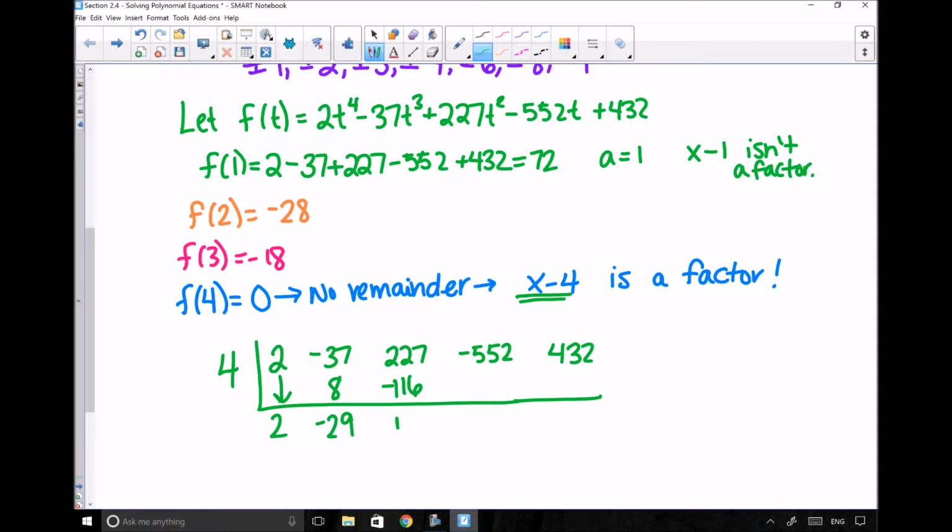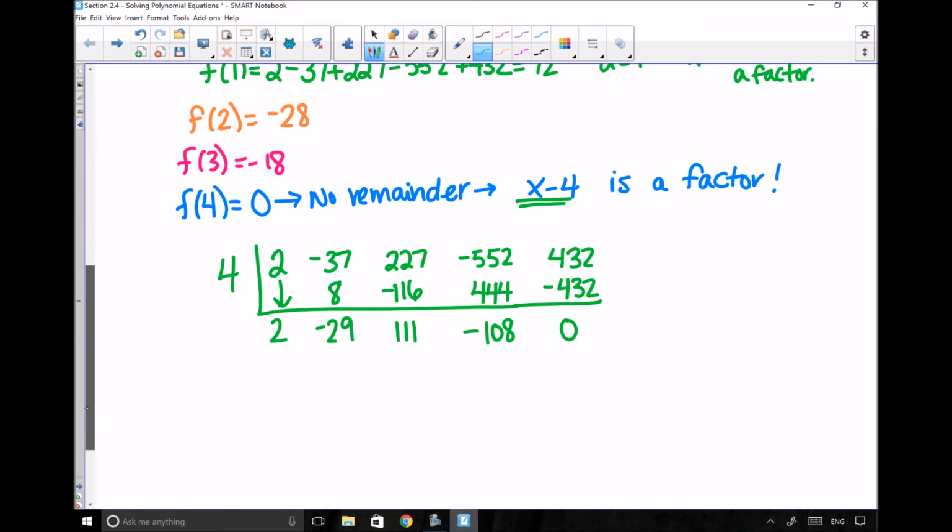Add these numbers together, I get 111. Multiply 111 by 4, I get 444. Add these two values together, I get negative 108. Multiply negative 108 by 4, and I get negative 432. Add these two together, I get a remainder of 0.